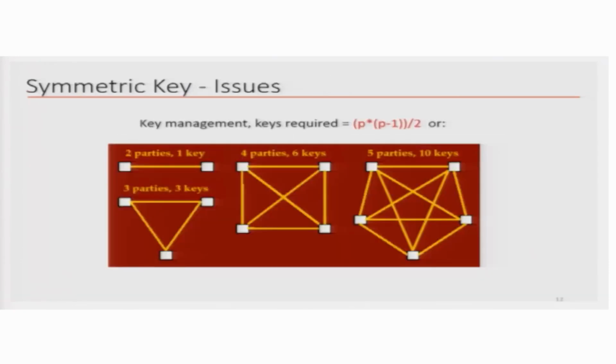The other problem is that if you have two parties, then you have one key, but if you have three parties, then you need 3 combination 2, which is 3 keys. If you have 4 parties, 4 combination 2, 6 keys, and if you have 5 parties, then you have 5 combination 2, which is 10 keys. So, this way the number of keys between parties will also increase very quickly, at quadratic speed, and that is another problem, that you have to maintain so many keys for every pair of communicators. That is another issue with symmetric key cryptography.